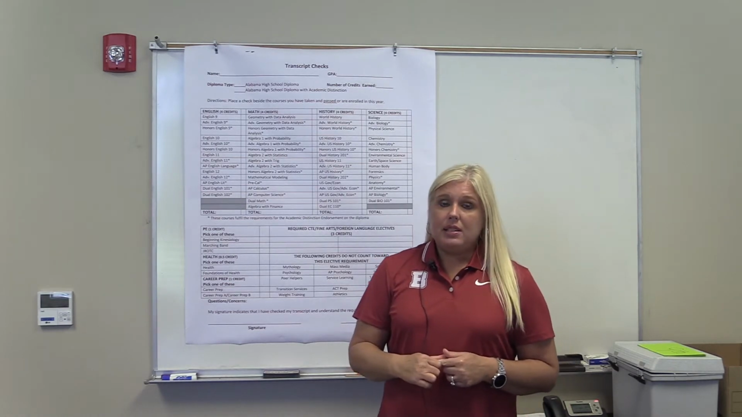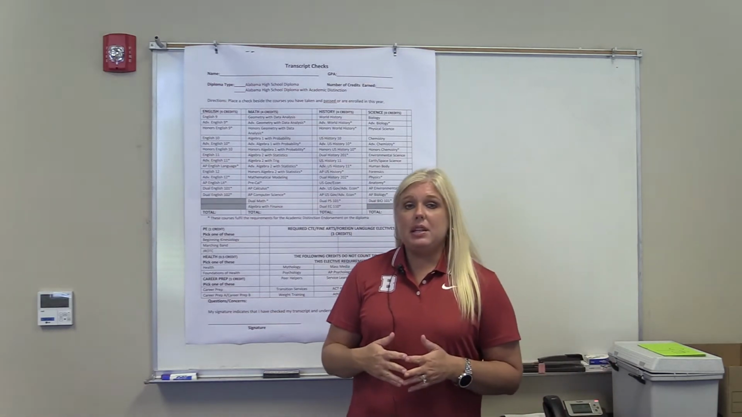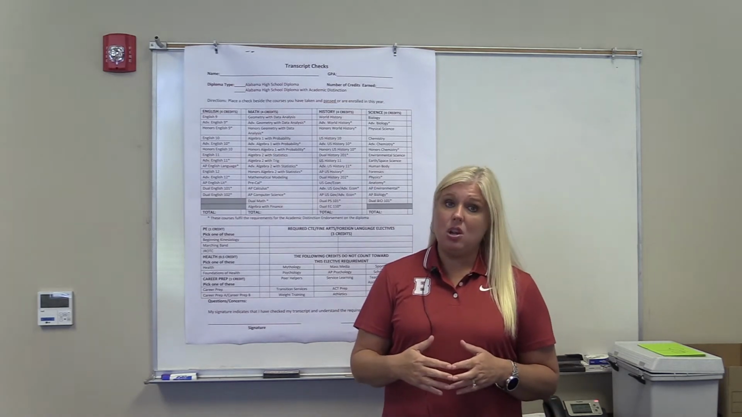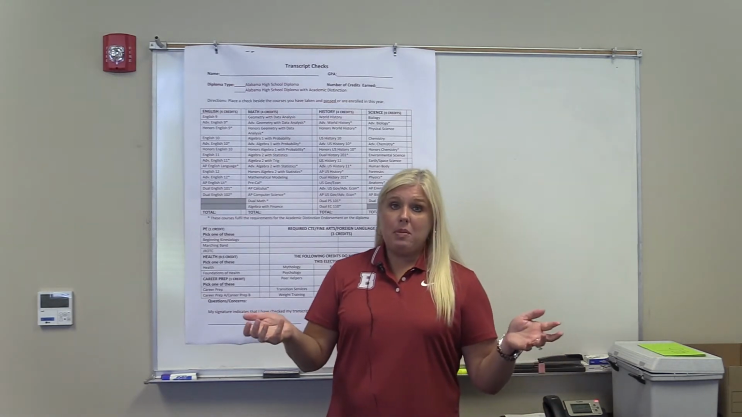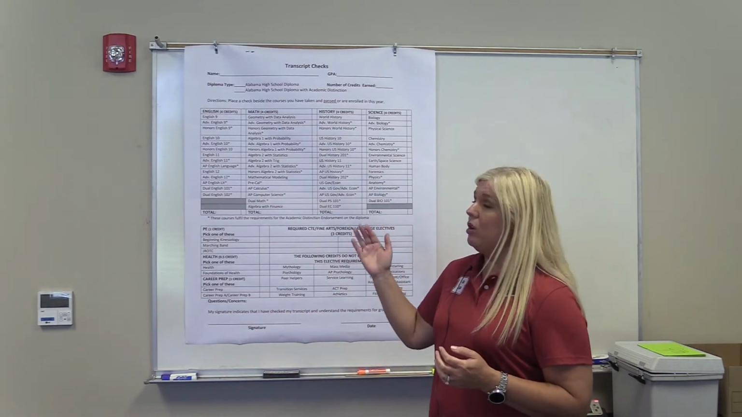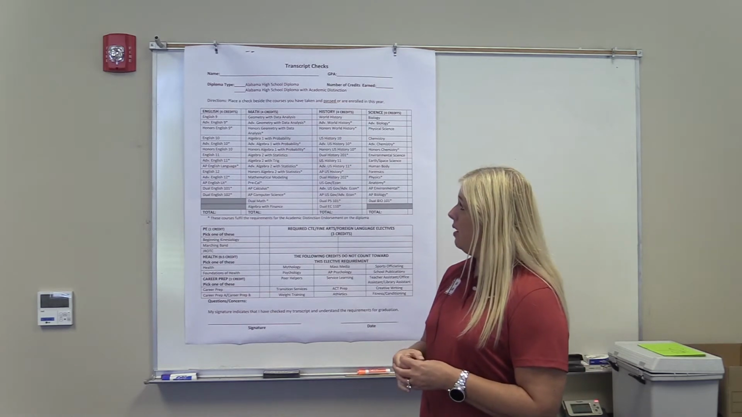English 11 is next. You have either English 11, Advanced English 11, AP English Language, or a dual enrollment English such as English 101. Those would all count for your English 11 credit. So find one of those and check those off now.